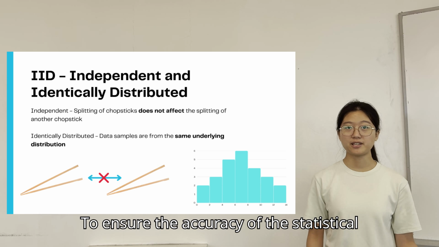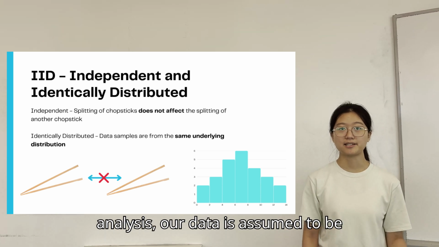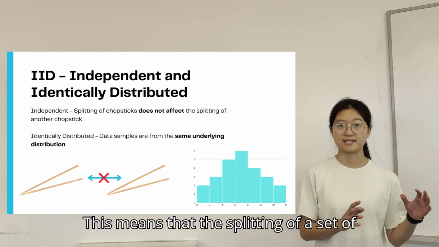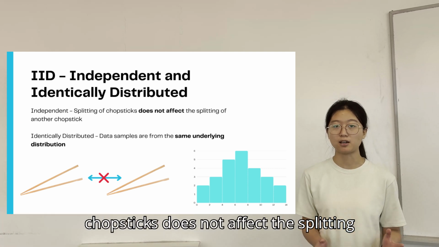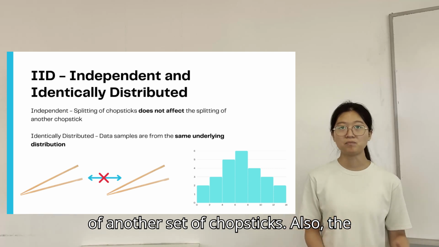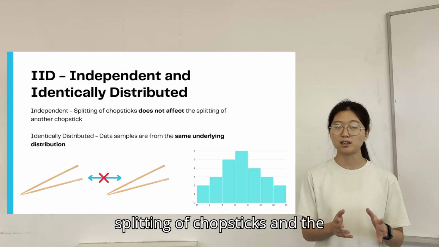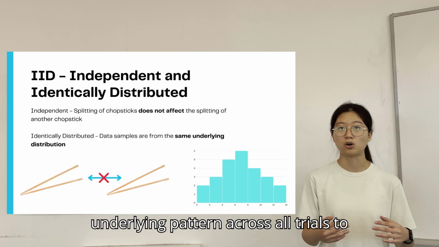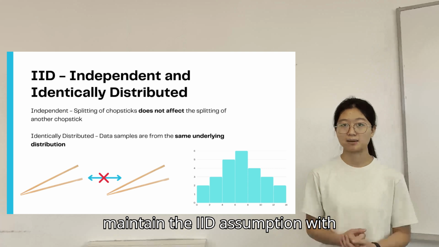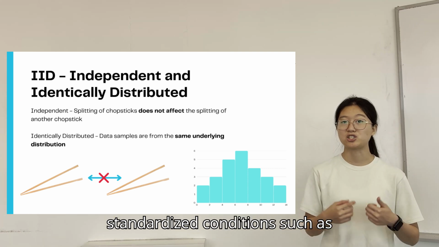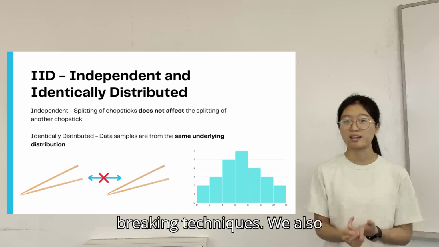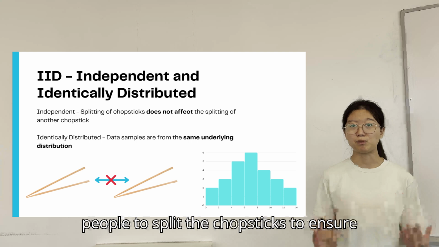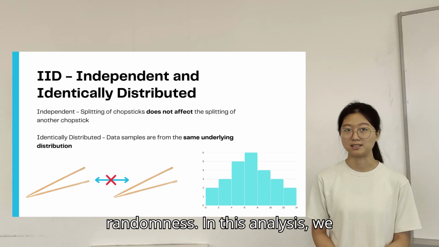To ensure the accuracy of the statistical analysis, our data is assumed to be independent and identically distributed. This means that the splitting of a set of chopsticks does not affect the splitting of another set of chopsticks. Also, the relationship between the evenness of splitting of chopsticks and the independent variables follows the same underlying pattern across all trials. To maintain the IID assumption, we standardized conditions such as chopstick brands, room temperature, and breaking techniques. We also recorded the data by inviting different people to split the chopsticks to ensure randomness.